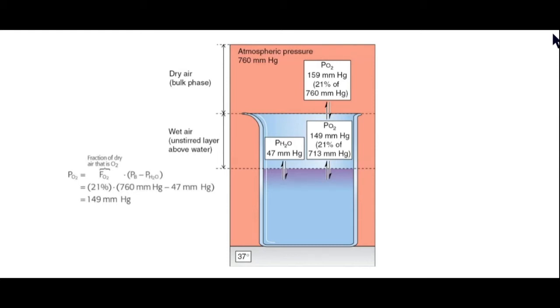Yeah. So the 149, that's in the lungs. Yeah. Sorry. Yeah, the figure of the beaker was just to show the air-water interface, but it's specifically looking at the water vapor in the lungs.